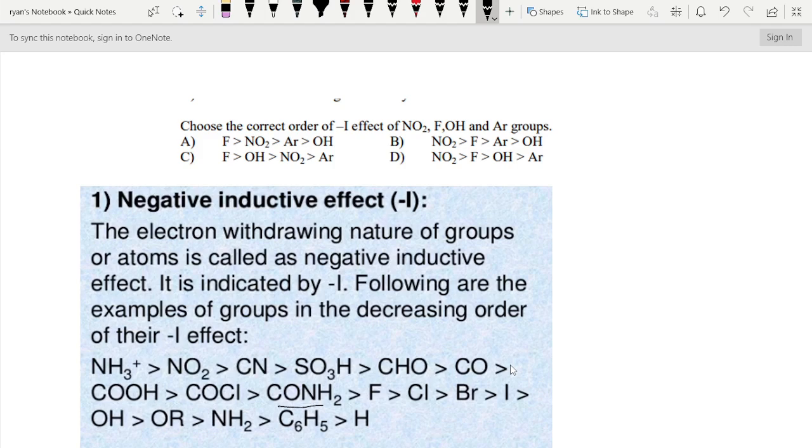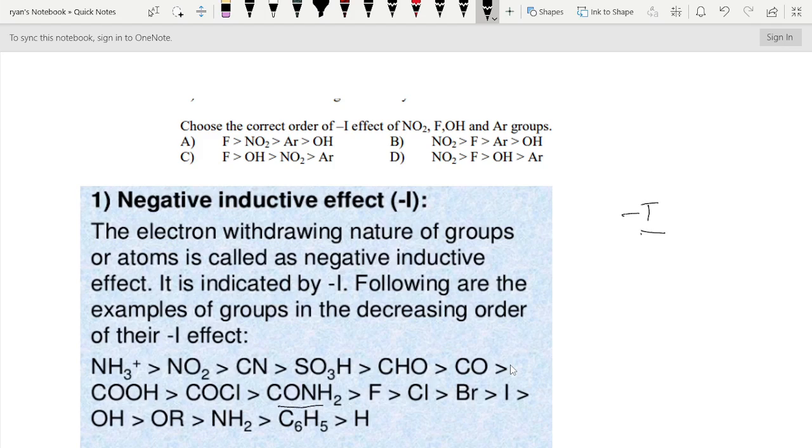Inductive effect is subdivided into two types. The first one is known as the negative inductive effect and the second one is known as the positive inductive effect. Here, the negative inductive effect is the electron withdrawing nature of a group or atom. It is denoted by the negative sign.